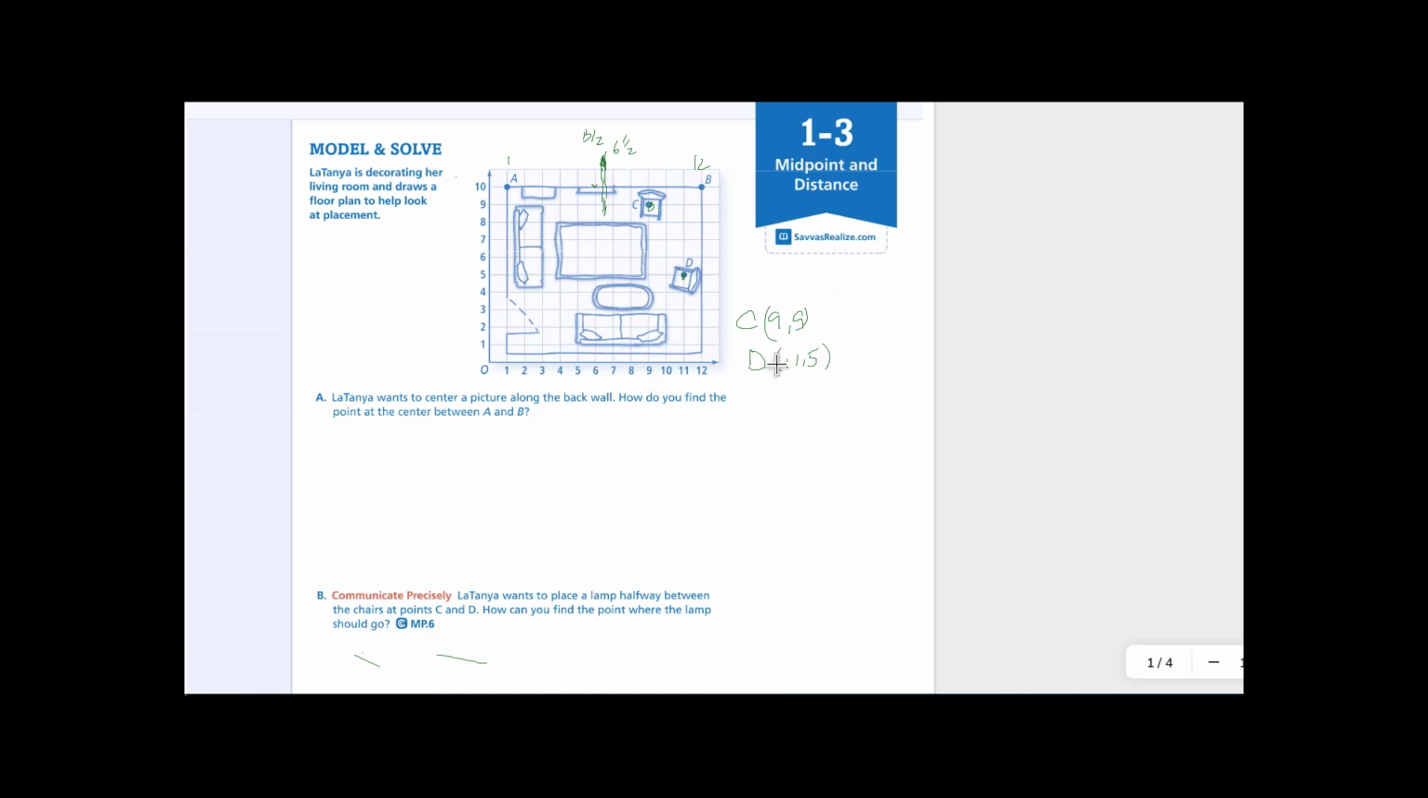So 9 plus 11 is 20, and for the x's, 20 divided by 2 is 10. And for the y coordinates, we have 9 and 5. That gives 14. Half of that is going to be 7. So 10, 7 is going to be the coordinate of the midpoint.